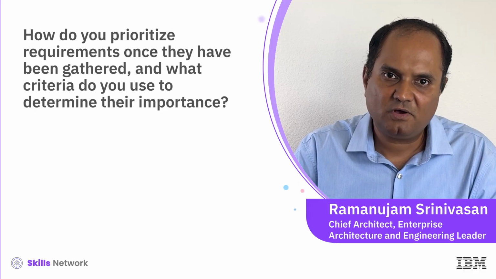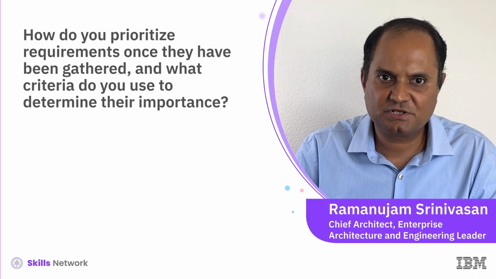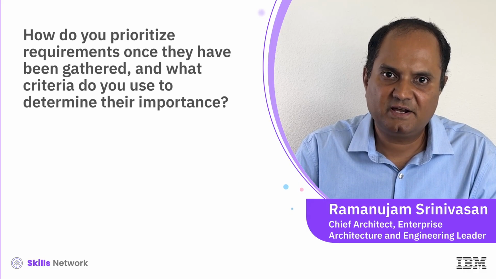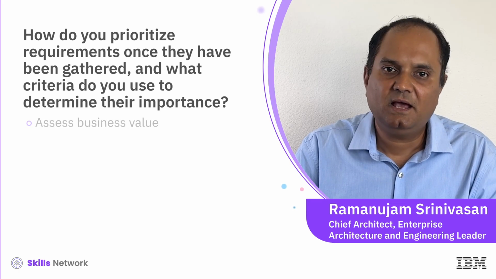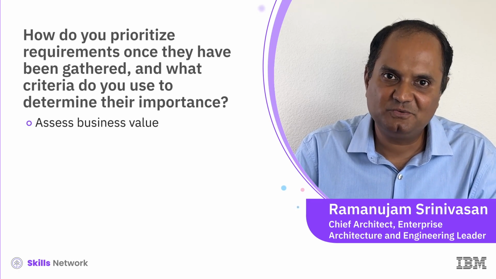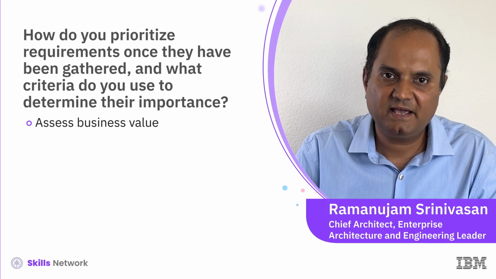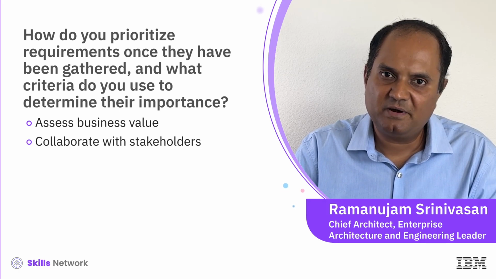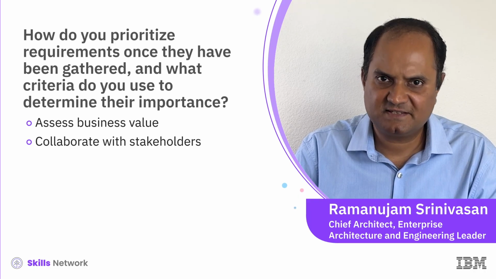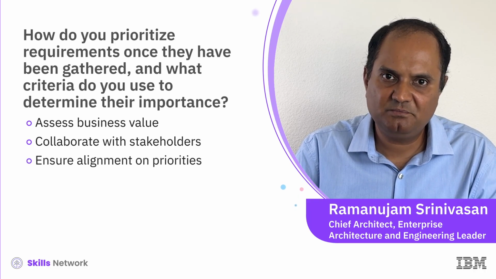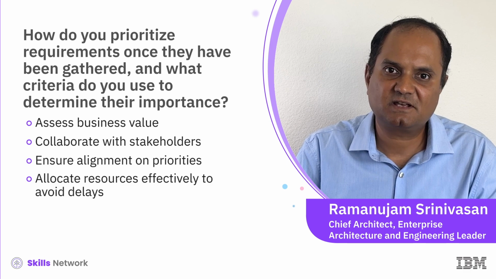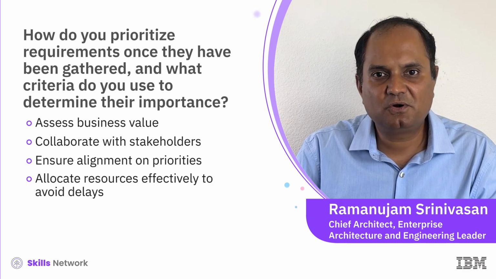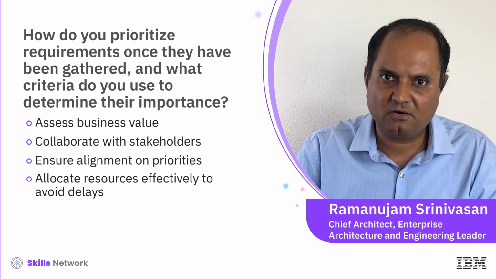Once we have gathered all the requirements, prioritizing them effectively is crucial for focusing our efforts where they will make the most impact. I typically look at criteria like business value, what will deliver the biggest bang for our buck, and urgency. Collaborating closely with stakeholders during this phase is essential. We want everyone on the same page about priorities so that resources are allocated effectively without causing delays or scope creep later on down the line.